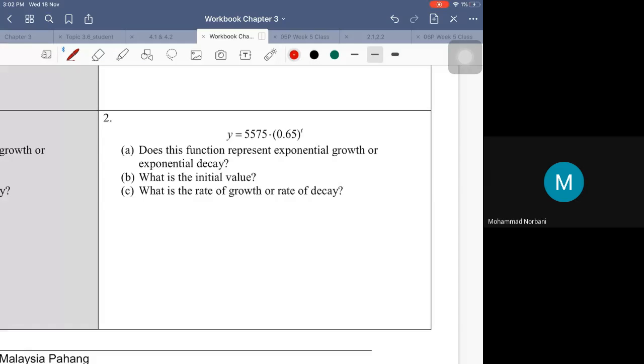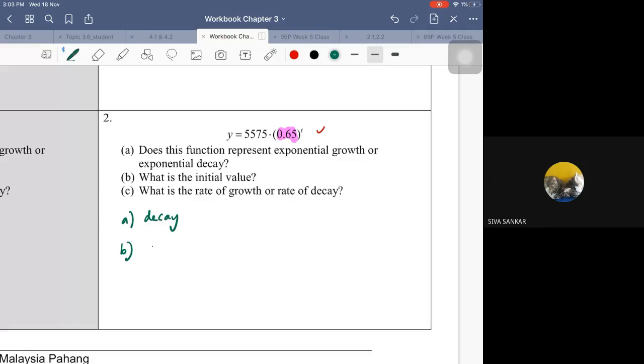Okay, so the question for this is the equation given. So the question asks you, does this function represent exponential growth or exponential decay? Idea dia sama macam tadi. So this is going to be our B. It is less than 1. Automatically that is going to be decay. Betul. Dia adalah decay. Dan soalan ni tanya lagi. So what is the initial value? Apa initial value kita sekarang?